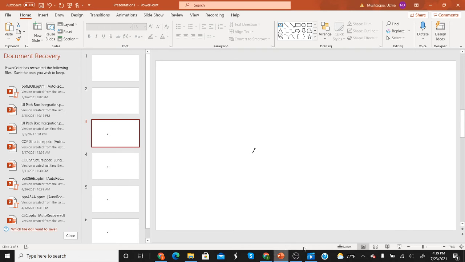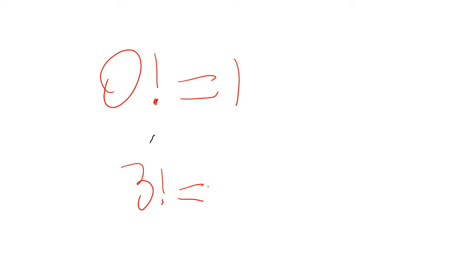Alright, so by now you've probably known, or you've probably wondered, that 0 factorial is 1. Right? 0 factorial is always 1. There's no exceptions. Now, what is a factorial? Well, a factorial is like, let's say we have a 3 factorial. That's just 3 times 2 times 1.